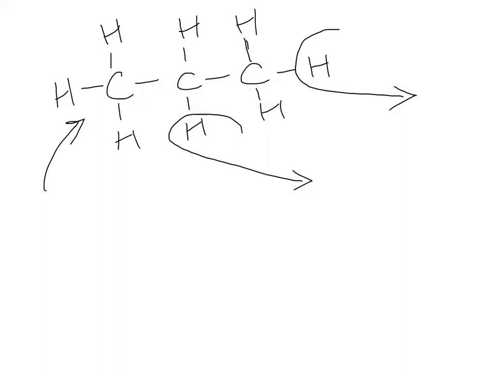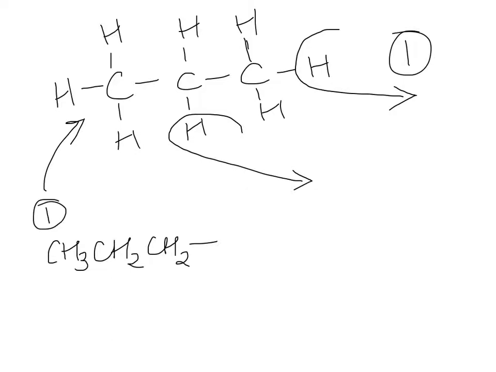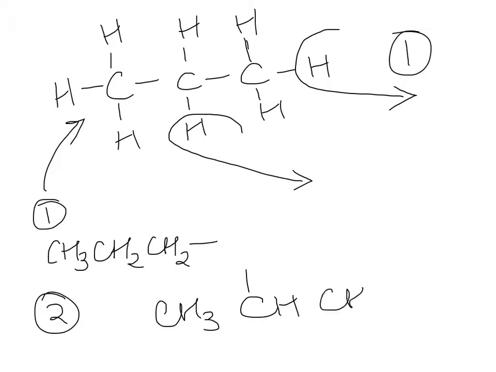So CH3, CH2, CH2, right? This is the first alternative. The second one would be CH3, CH with a free position, CH3. This is the second alternative. So both of them are propyl groups.